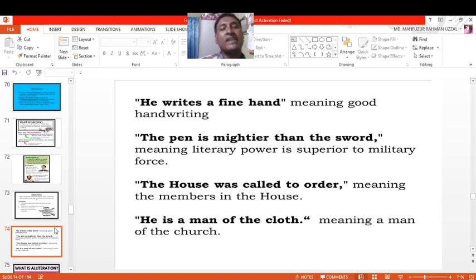He writes a fine hand, meaning good handwriting. He is a man of the cloth, meaning a man of the church. The house was called to order, meaning the members in the house.